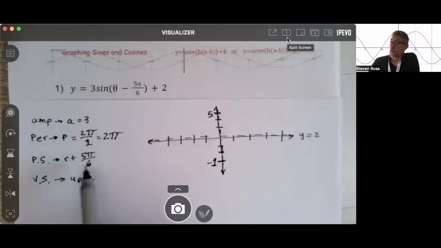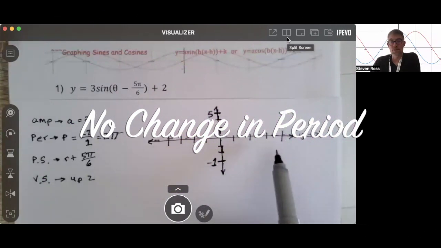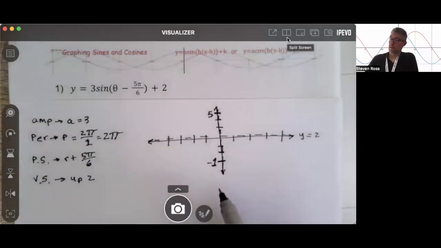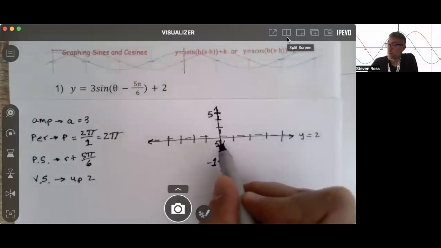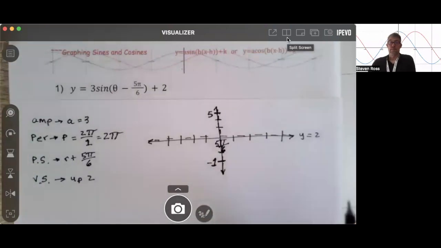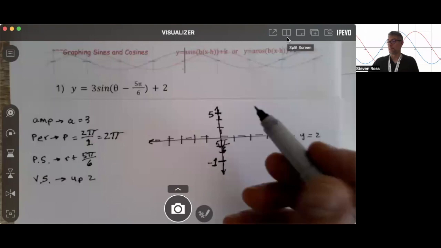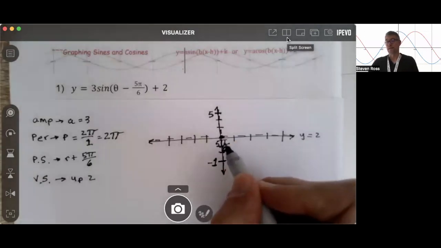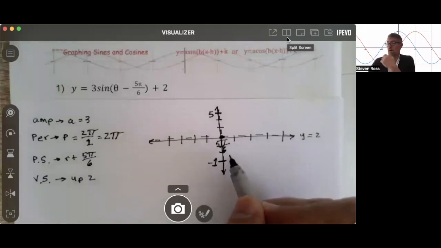So let me go ahead and mark my hash marks now. I know that there is going to be no change whatsoever to the period, but this has been shifted to the right 5 pi over 6. So I'm just going to say that that hash mark right here is like my virtual y-axis. My virtual starting point for my sine is going to be right there. That's like my virtual origin. And so what I'm going to do is start labeling all of these hash marks.